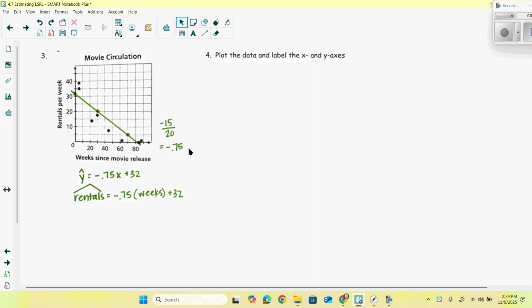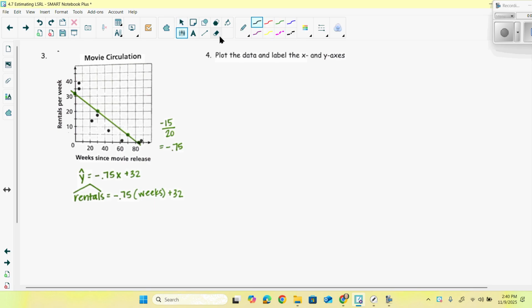So negative 0.75, what that means is for every week, 0.75 weeks that go by, the movies rented goes down by 1. Okay, so y hat equals negative 0.75x plus 32, which means the rentals equals a decrease of 0.75 per 1 week. I said that wrong earlier. It's a reduction of 0.75 per 1 week. That would be worth remembering.